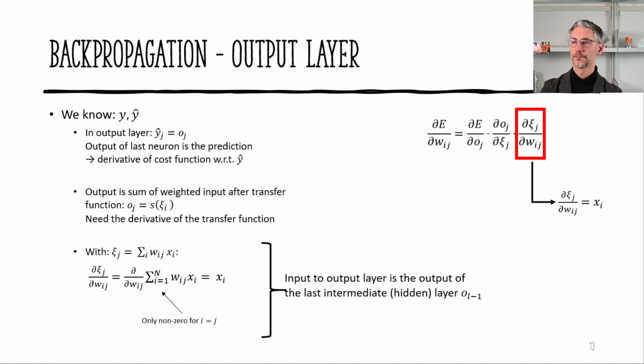And step by step, now that we move on to the last one, this is really the input to this node. So the output is the sum of the weighted input after the transfer function, so we need to have the derivative with this. And then we have the weighted sum of the inputs. So the input to the output layer is the output of the last intermediate or hidden layer, right? And this is how we propagate the weights from the output layer backwards towards the input layer, and this is why it's called backpropagation.